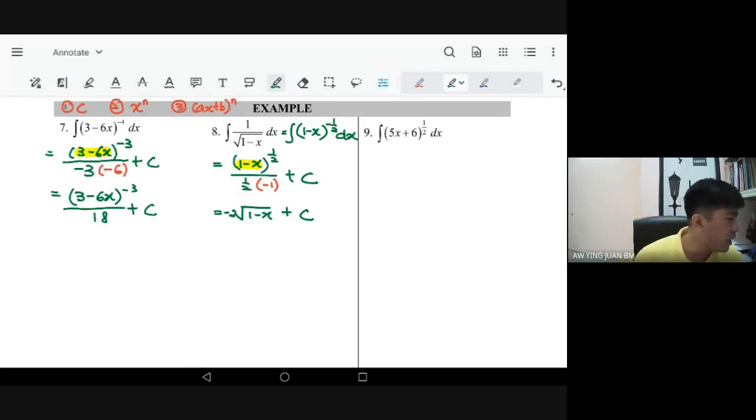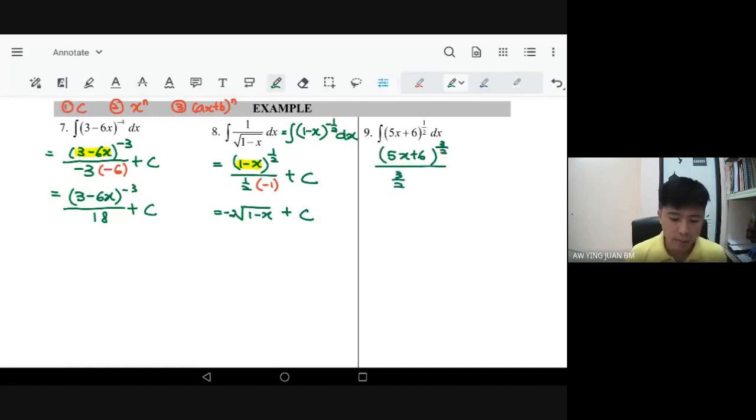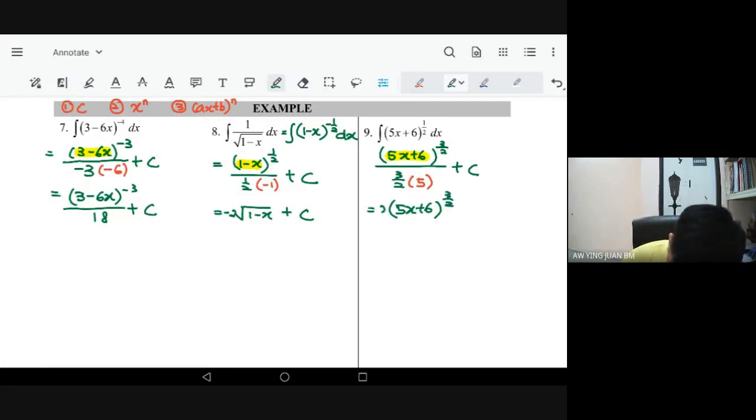So, example yang seterusnya, example 9. 5x plus 6 to the power of 3 over 2 over 3/2. Ingat, internal function, differentiate dia, kita dapat 5 plus with the c. Akhirnya, tulis mula 5x plus with the 6 to the power of 3/2. Then, yang ni kena tengok semula, iaitu 2/15 plus with the c.